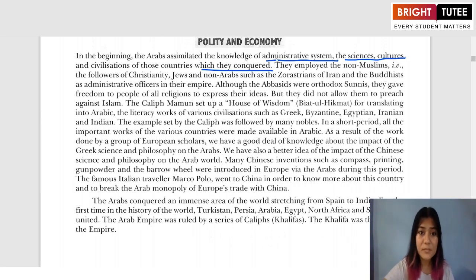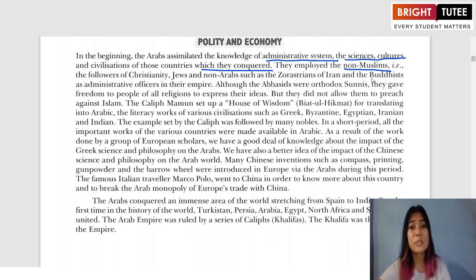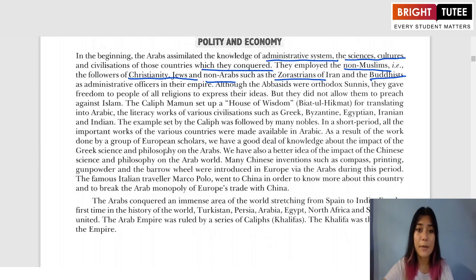In their administrative system, they employed not only Muslims but also non-Muslims. So there were Christians, there were Jews, non-Arabs, there were Zoroastrians, there were Buddhists as well. So there were people belonging to different faiths or practicing different religious faiths who were employed in the administrative system of Arabia.